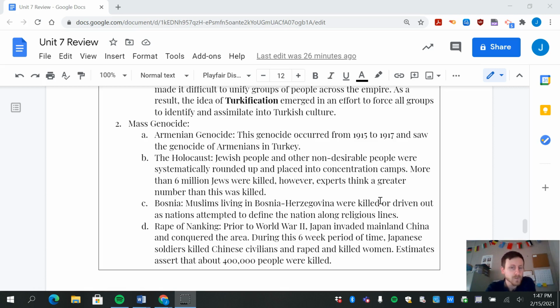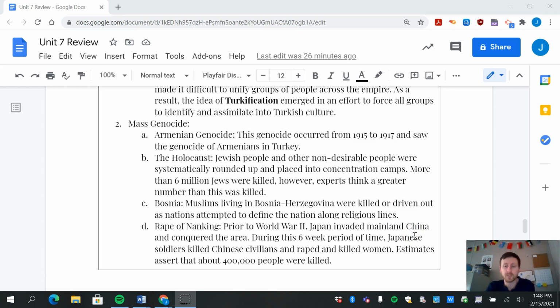So we have Muslims who were living in Bosnia-Herzegovina who were killed or driven out as the nation attempted to define their identity based on religious lines, and in particular we see Christian groups persecuting Muslim groups in this area of the world. And then, of course, we must also talk about the Rape of Nanjing.